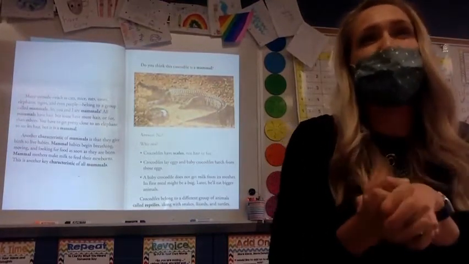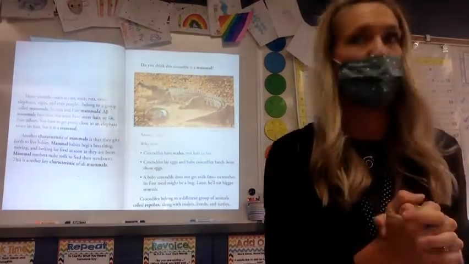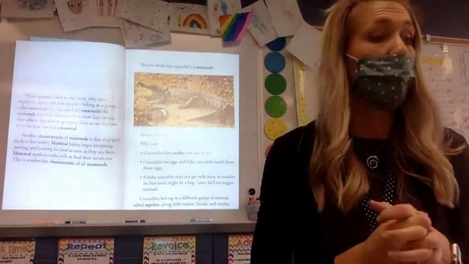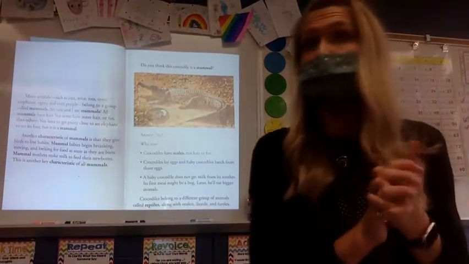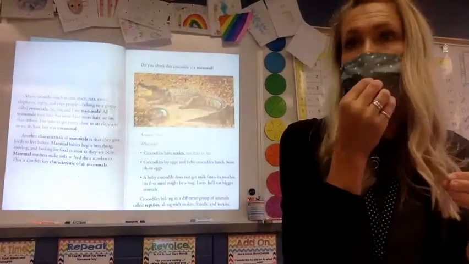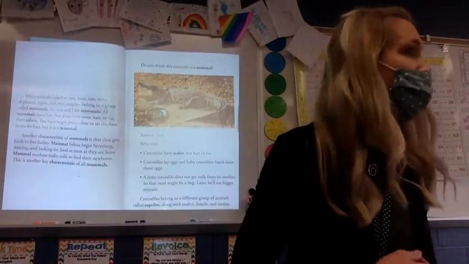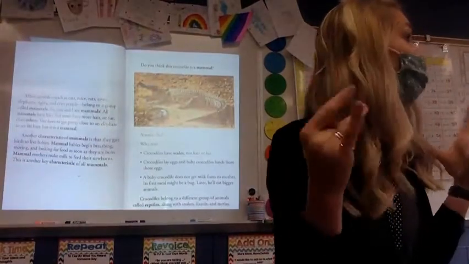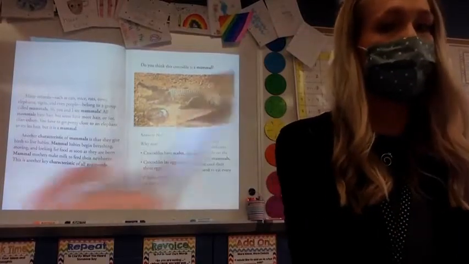What is the main idea of this page? What did we mostly read about or mostly learn about on this page? Griffin: Baby crocodiles. We learned about crocodiles and maybe specifically baby crocodiles, right? Do we have some details to support that? The scales, the eggs, the not drinking milk, those are things that support. We just read about crocodiles. Go ahead and turn the page.